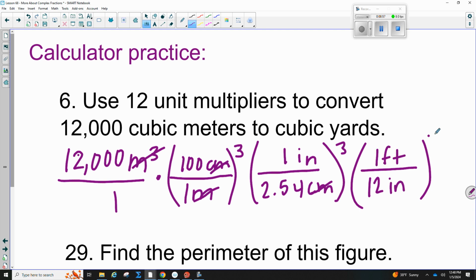Then you can cancel your inches with your inches. And now I do feet to yards. Running out of room. How many feet in a yard? Okay, 3 feet equal to 1 yard, and that whole thing is cubed.